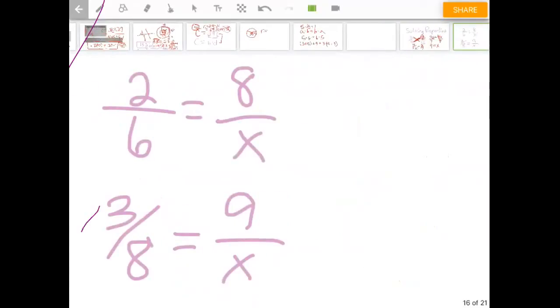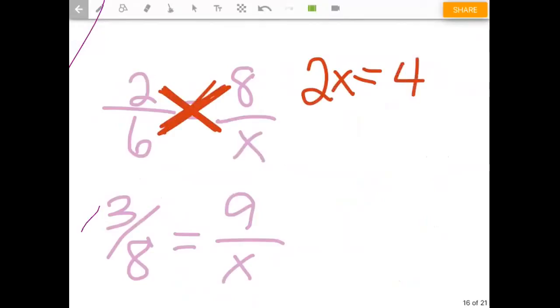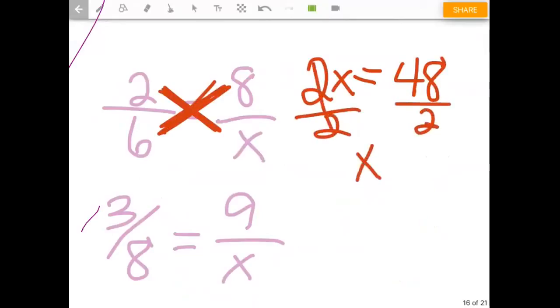All right, so here, if we're going to divide to solve a proportion, we could cross multiply and divide. So if we go this way, we have 2 times x, which is 2x. Then we go the other way, 8 times 6 is 48. How do we get rid of the 2? Divide by 2. So x is 24.